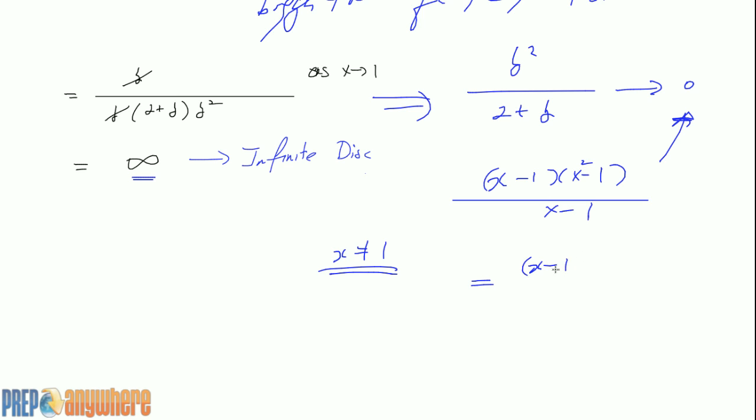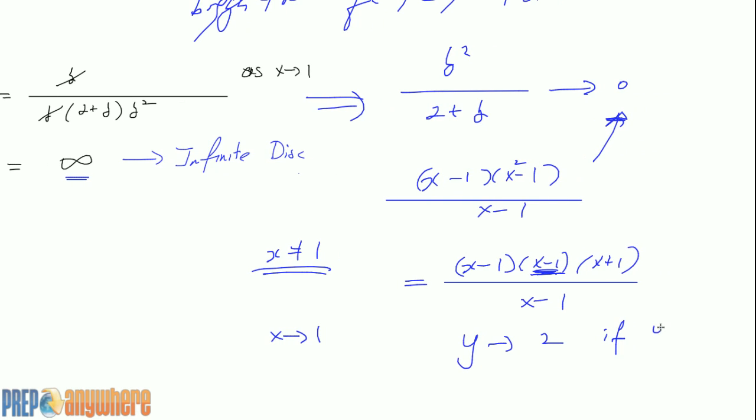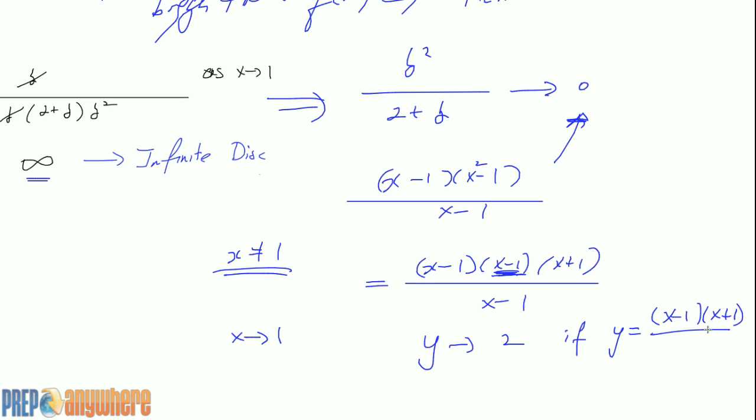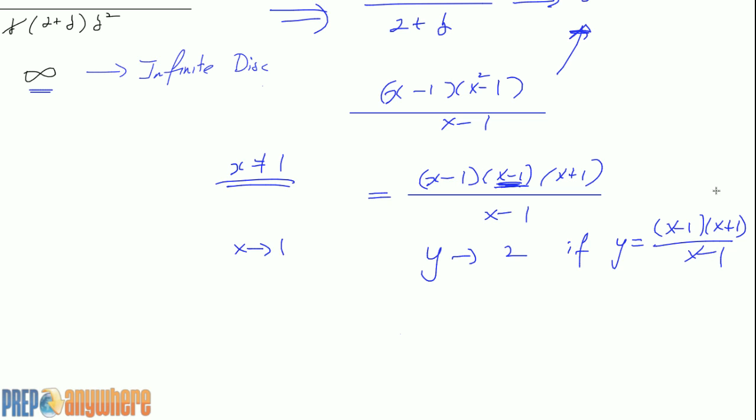So you get x minus 1. From here you get another x minus 1, x plus 1. Look, if I only had x minus 1 and I didn't have this part here, I just had x plus 1, as x approaches 1 this whole thing is going to approach 2, right? If y was this. But it's not. So if it was this, it's approaching 2. But because of that extra factor, it's going to approach 0 instead.